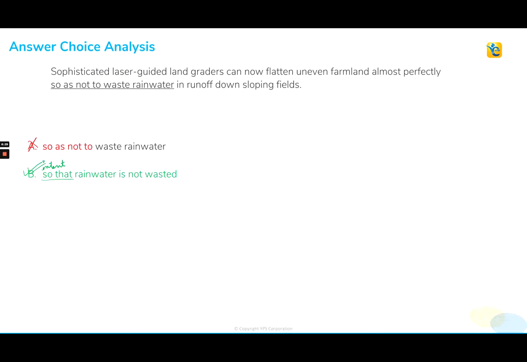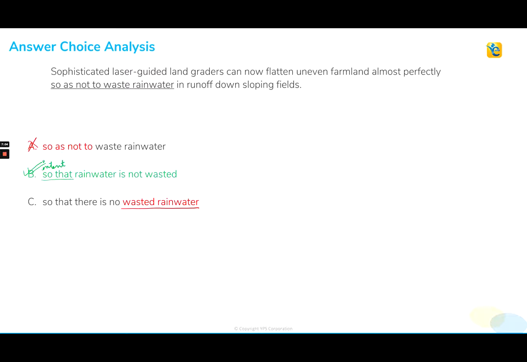But we would still look at the other three answer choices to find out why they are incorrect. Let's take a look at choice C. Choice C is incorrect because of this phrase over here, wasted rainwater. The sentence is not talking about wasted rainwater or rainwater that has already been wasted. No, the rainwater gets wasted when it runs off or when it runs down the sloping fields, right? So that's when the rainwater is called wasted.